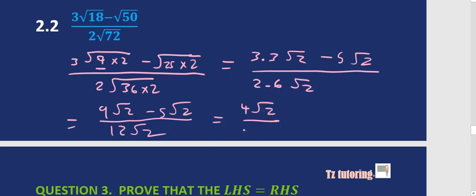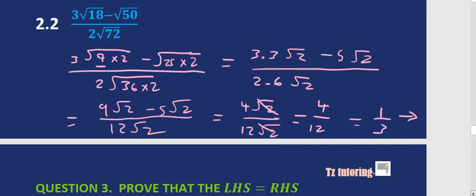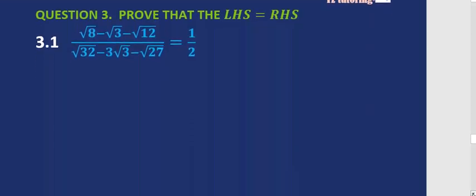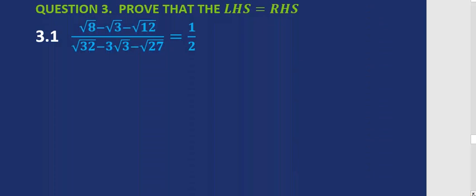And at the bottom we've got 12 and root 2. Of course, root 2 will cancel out with root 2. You're left with 4 over 12, which simplifies to 1 over 3. 4 goes into 4 once, 4 goes into 12 3 times. Okay, let's go further. Of course, we'll simplify and through simplification prove that the right hand side is equal to the left hand side. Okay, let's look into that.